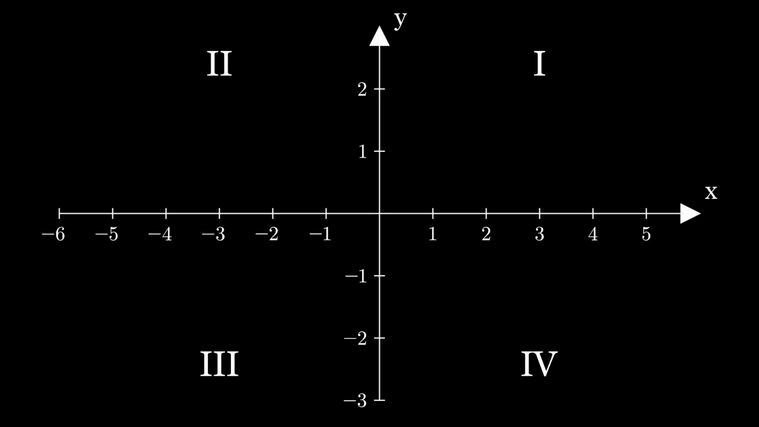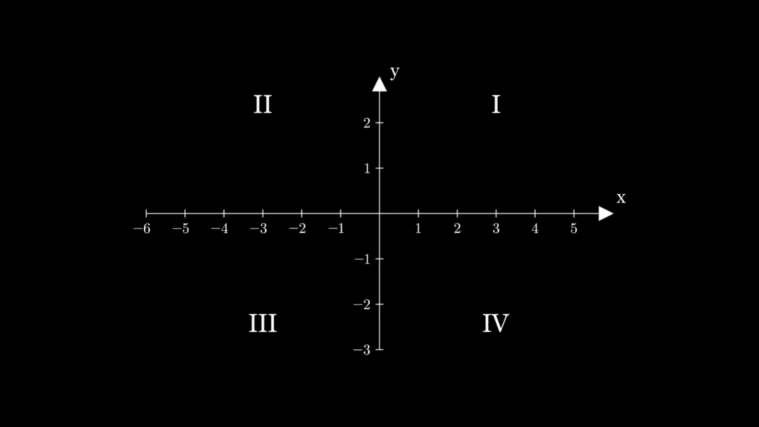And that's just about it. As long as you understand how to plot ordered pairs, you understand the location of the quadrants, and you know the meaning of x and y intercepts, then you've got a good base knowledge for dealing with the rectangular coordinate system.